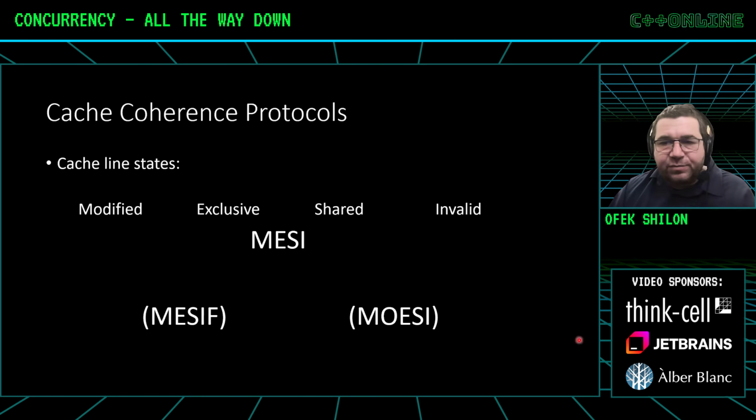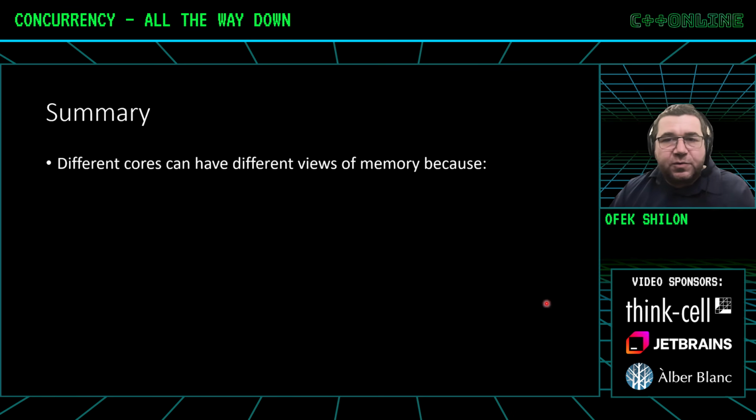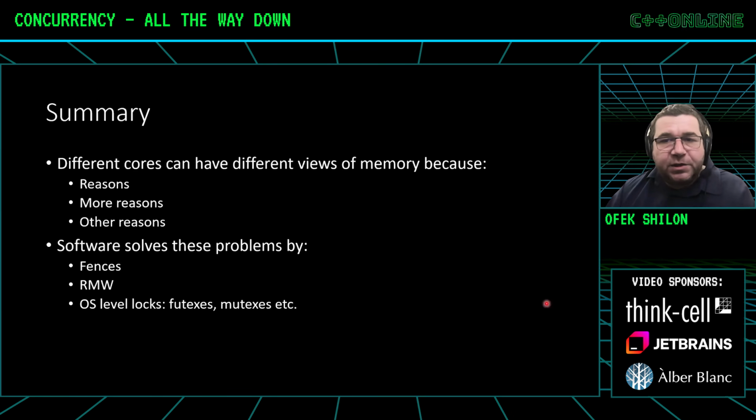There are many other variations and improvements to MESI that I won't get into. Suffice it to say, there's more to cache communication than invalidate, but I think you can get by with a fairly decent mental image of the processes that go on inside the processor without this extra detail. To sum up, a short map of what we went through. Different cores can have different views of memory because of write buffers, invalidate queues, non-multi-copy atomicity, reorder buffers, speculative execution, and probably more. What software does about it is fences, read-modify-write atomic operations, and high-level synchronization primitives that are implemented on top of these two, which are very worthy of their own talk, but we won't get into that here.